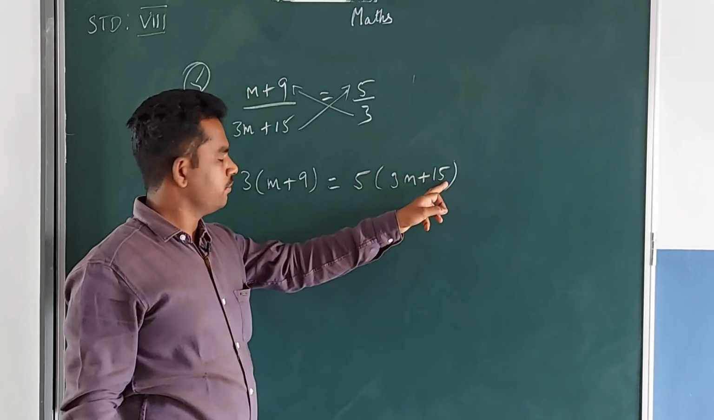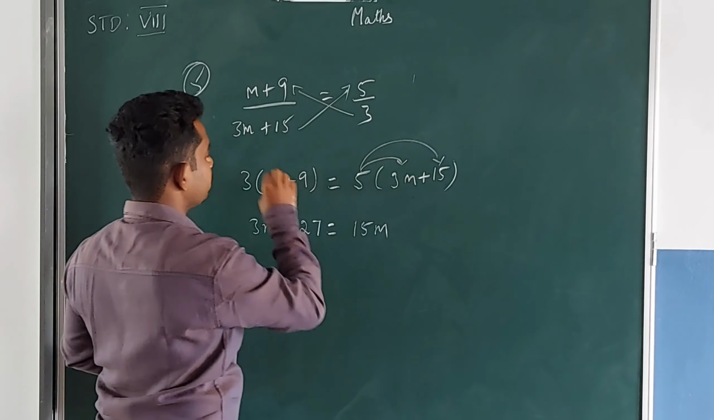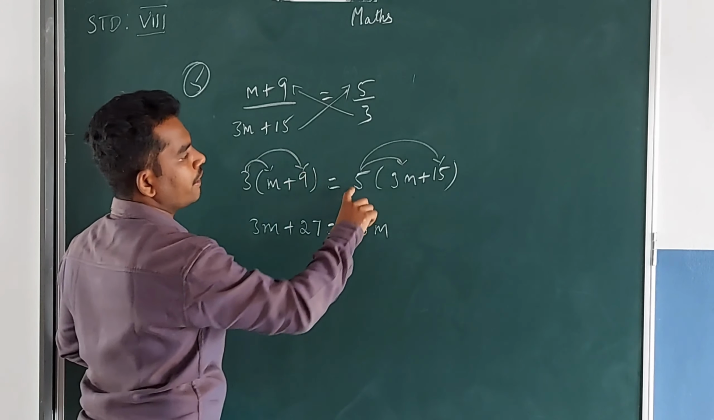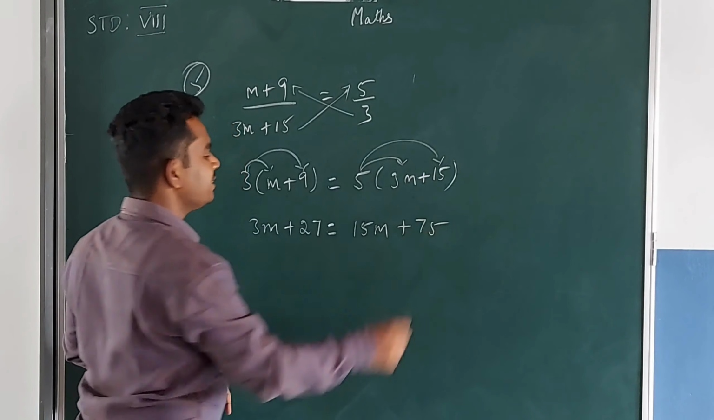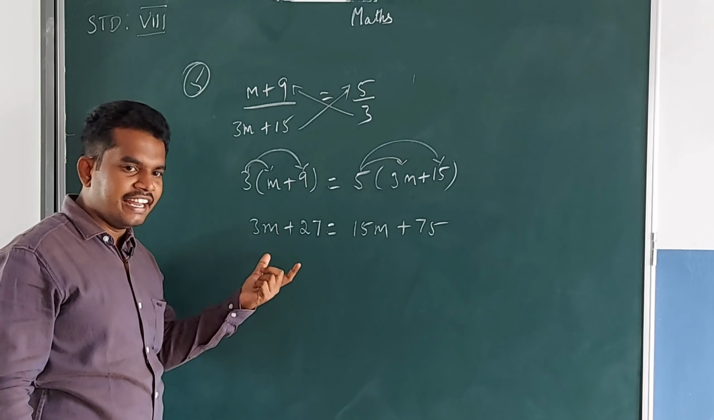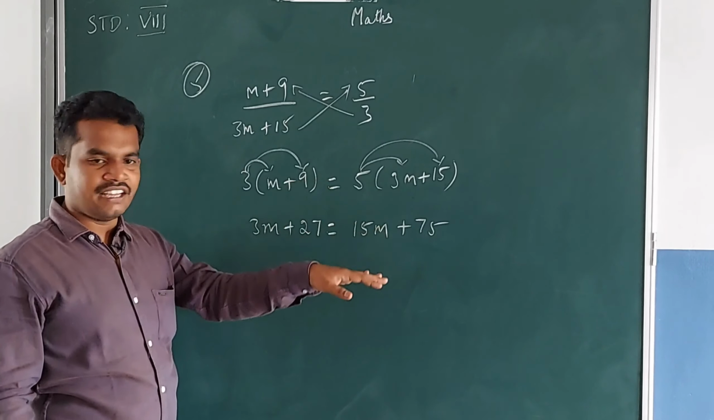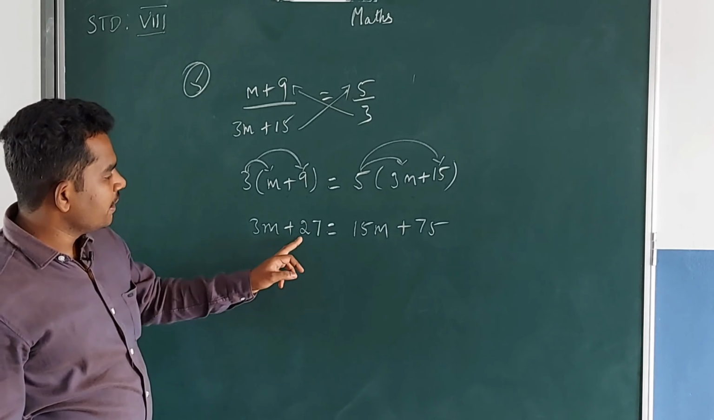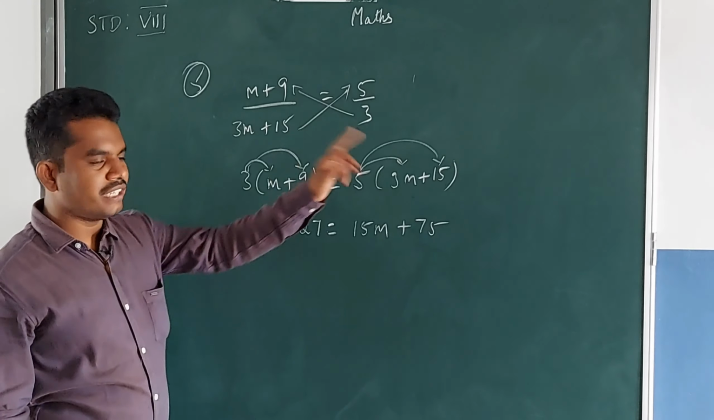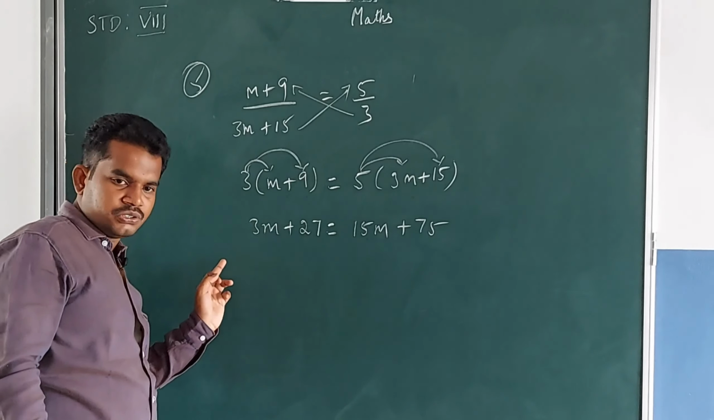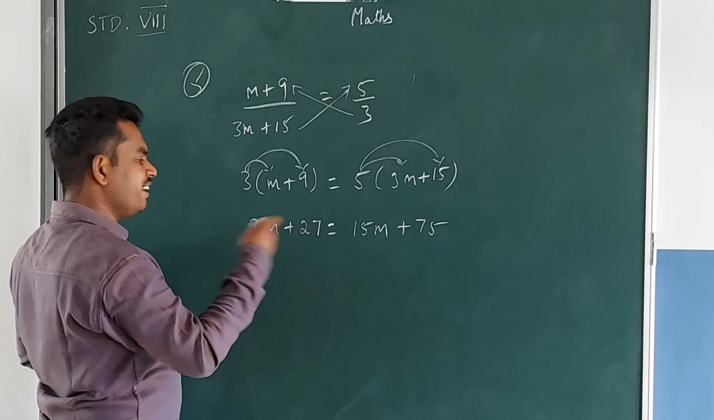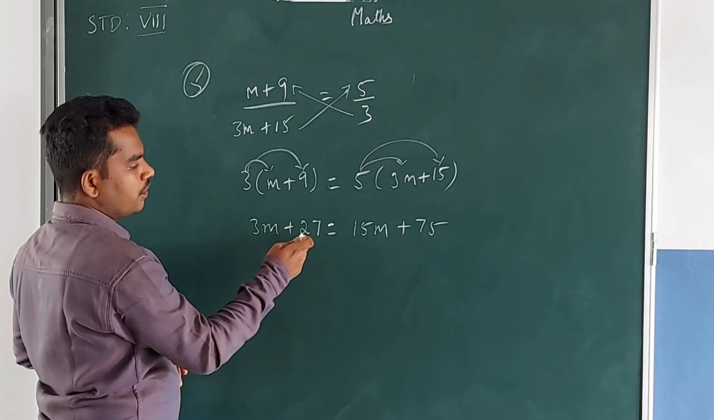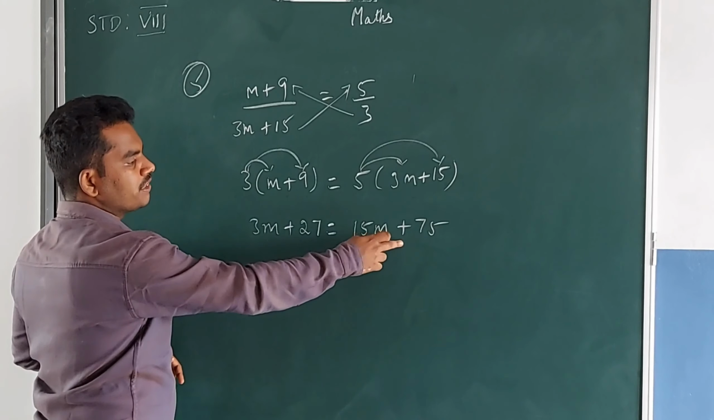Okay, next step, you know 3 into m, 3 into 9, here 5 into 3m, 5 into 15. So 3m plus 3 into 9, 27, 5 into 3m, 15m, 5 into 15, 75. Next step, what is the next step? Arrange the like terms in one side and another side. First, here 27 goes to that side, 15m goes to this side. Okay, or you choose any method. 3m goes to that side.